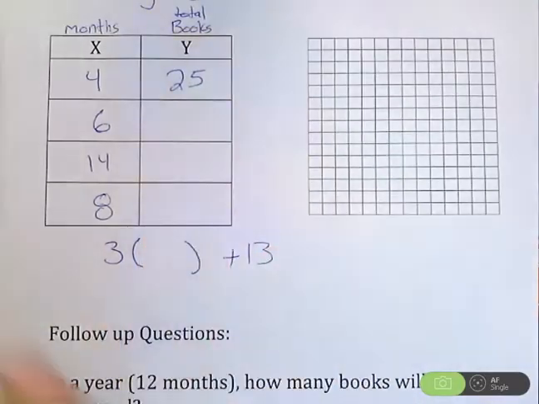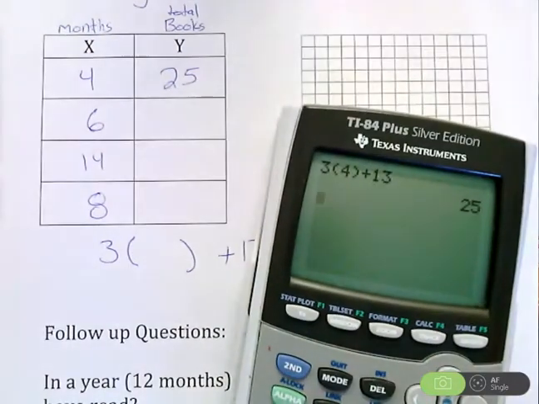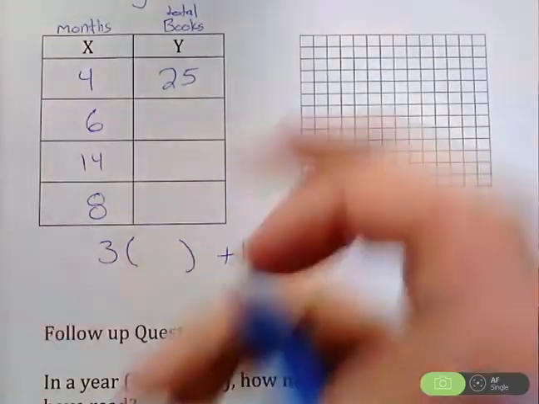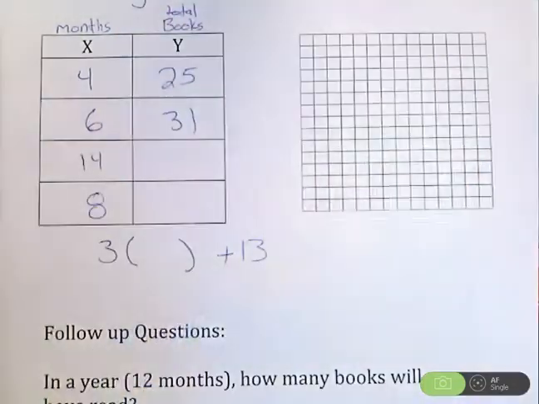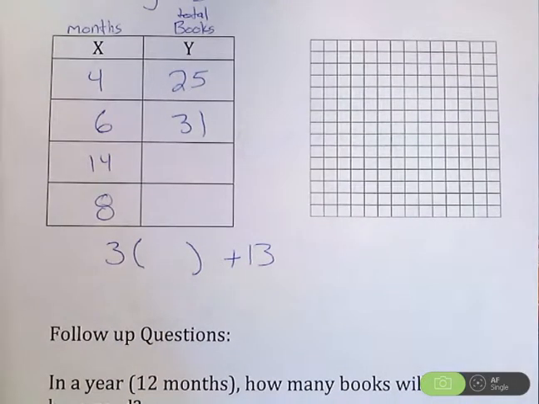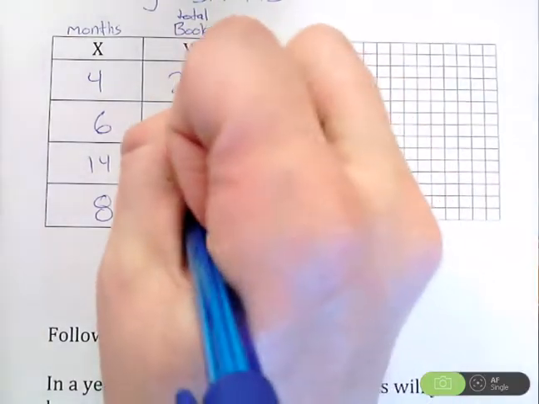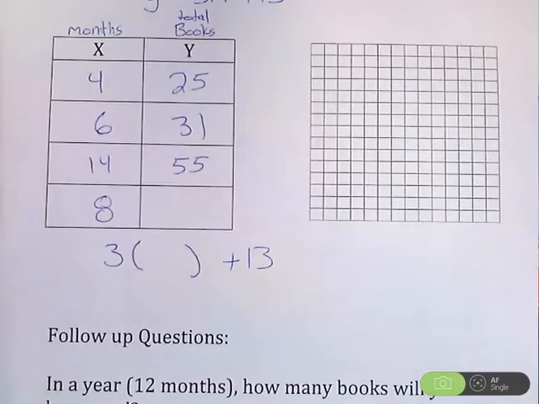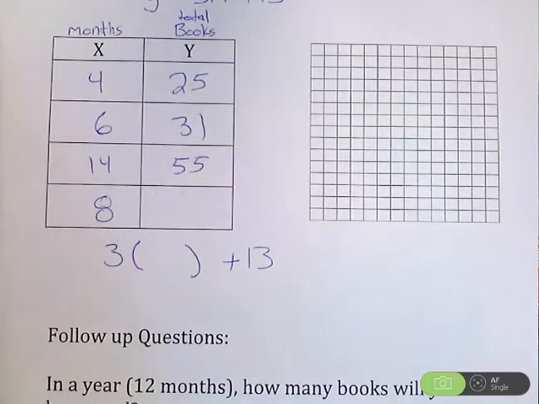And then I'm going to keep doing that. I'm going to figure out some of these other values. So 3 parentheses 6 plus 13. I got 31. And then I'm going to very quickly do the last two. So plugging those all in the calculator, I could figure out all of these different values here.